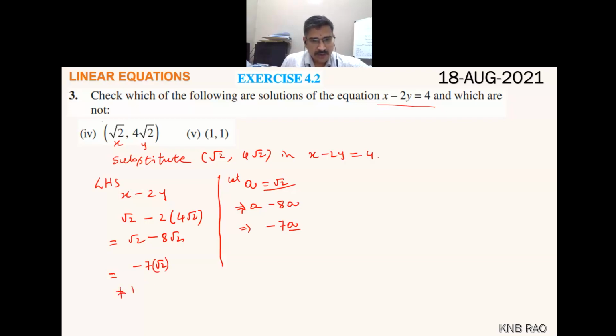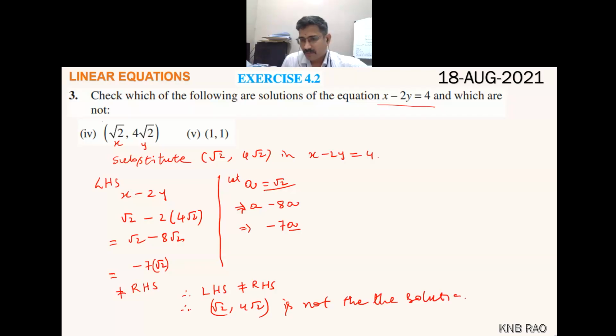This is not RHS. Thus, LHS not equals to RHS, which gives the result that root 2 comma 4 root 2 is not a solution of the given linear equation x minus 2y equals 4. So this is how we write it, we solve it.